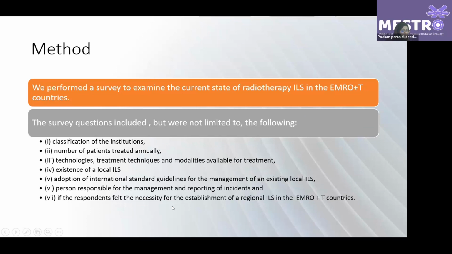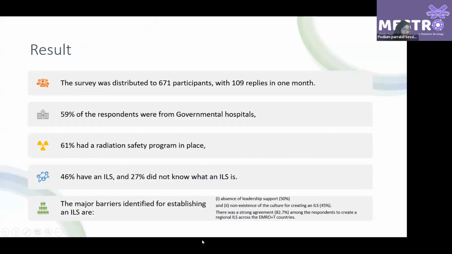In this survey, we put some questions, not limited to the following: classification of institute, whether private or government, the number of patients treated in each institute annually, and the treatment techniques and technologies used. We asked if they have any existing incident learning system, whether they follow any international guidelines, who is responsible for reporting incidents, and whether they discuss those incidents with the team or not.